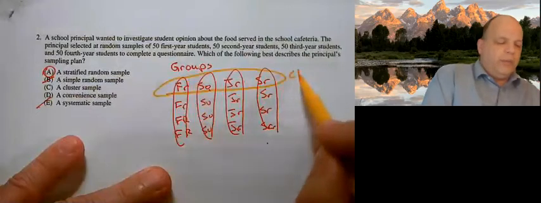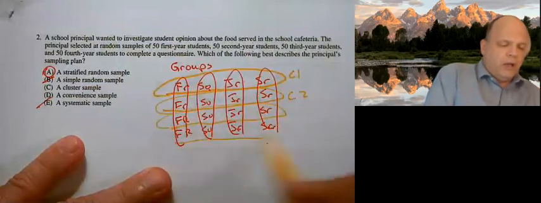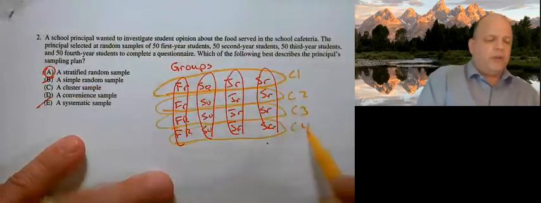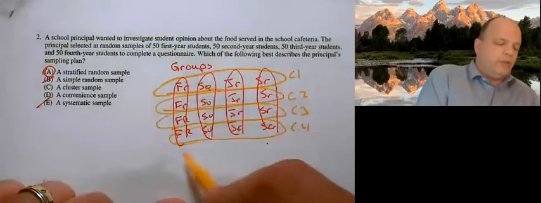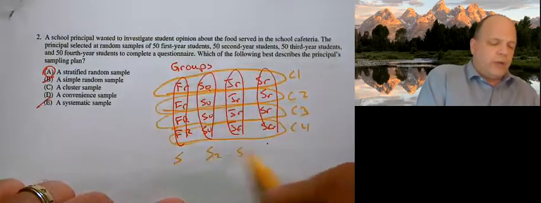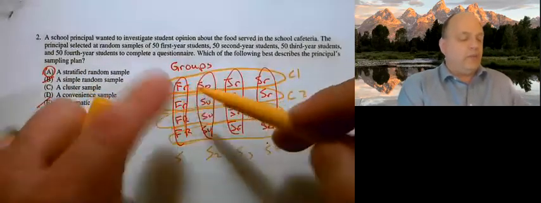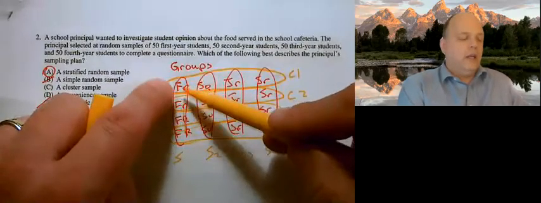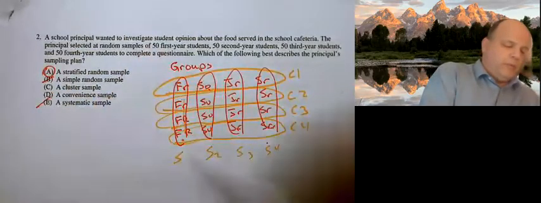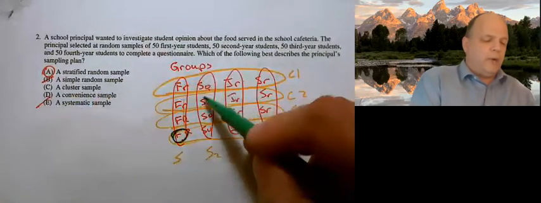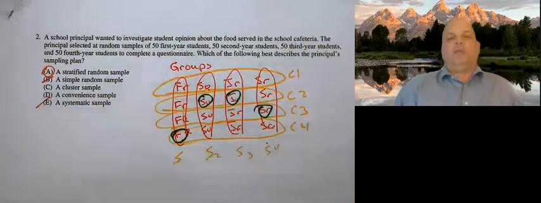This would be cluster 1. This would be cluster 2, cluster 3, and cluster 4. If I set this up as a cluster, I'd randomly select a cluster and then survey everybody in the cluster. But since this is strata, we have strata 1, strata 2, strata 3, and strata 4. I go to each strata. So I go to the first strata and make a random selection from the strata. Maybe I select this person randomly. I go to this strata and I make a random selection. Maybe it's this one. I go to this one, I make a selection here, and I go to the seniors and I make a random selection.